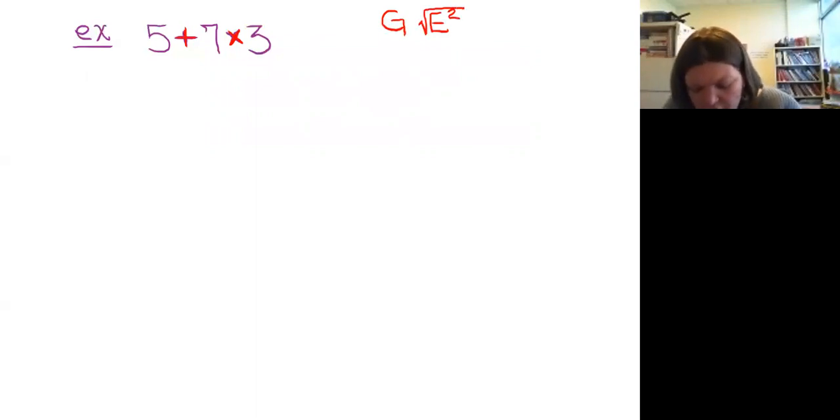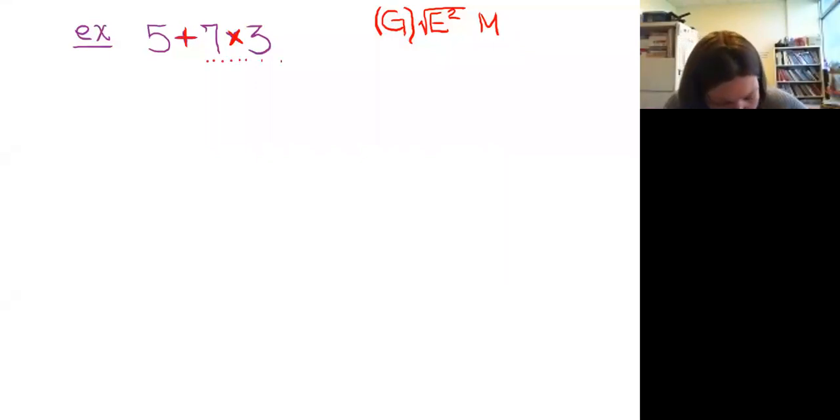And so I have no exponents here. So my next step is multiplication and its inverse, division. So do you see any multiplication or division in this problem? Absolutely, right here we have 7 times 3.